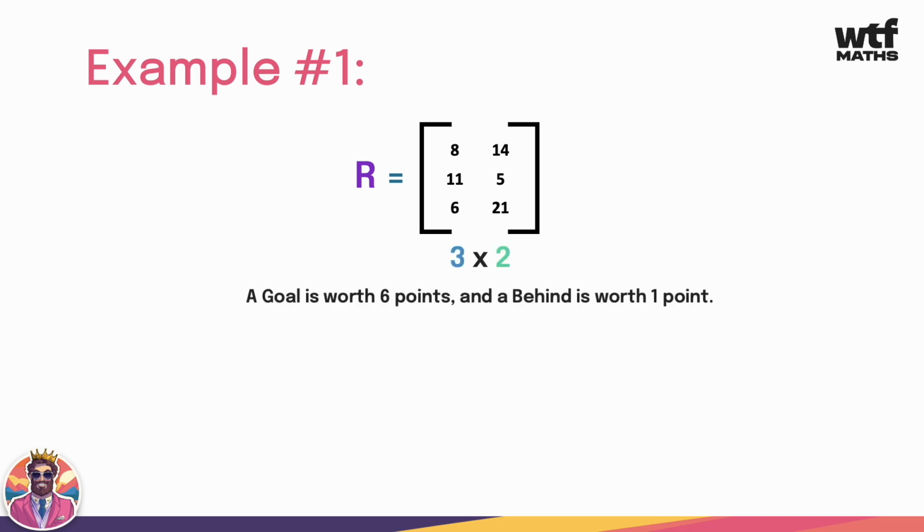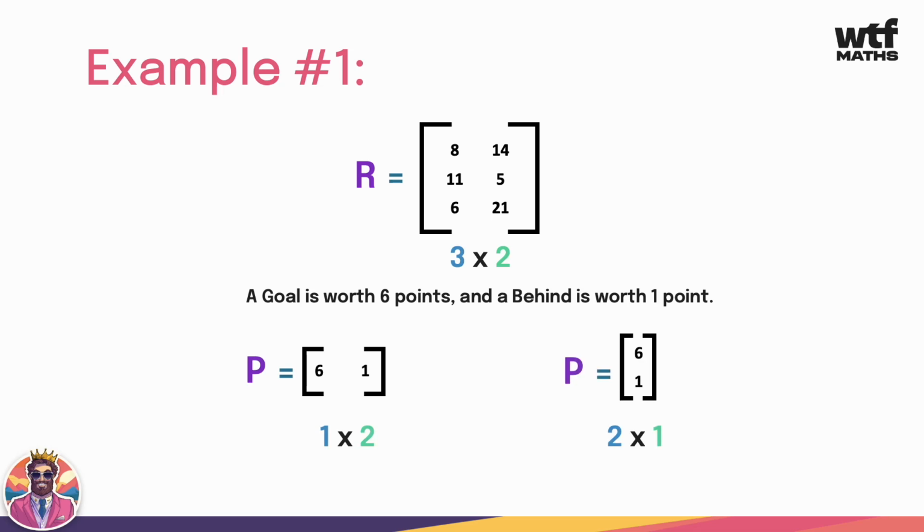So keeping in mind that a goal is worth 6 points and a behind is worth 1 point, I need to make another matrix that will multiply with this 3x2. Looking at all the options I have, I could either have a 1x2 matrix written like this, or I could have a 2x1 matrix written like this. So which one should I use to multiply with the table above? Well, let's see what works.